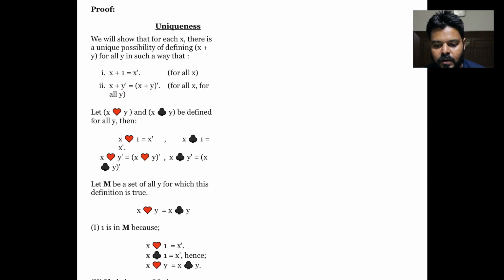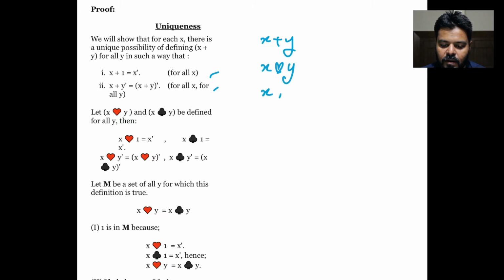So for the first part, we will show that for each x there is a unique possibility of defining x plus y for all y in such a way that these 2 properties hold. Now we can write it any other way. X plus y could be written any other way that you would like. You can write it like this, or like this, or any other way that you would want.